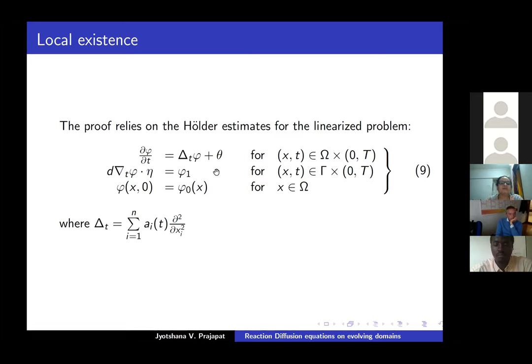About local existence, the proof of local existence relies on Hölder estimates for the linearized problem. Since our operator has changed, we have to look at the linearized problem corresponding to this particular operator over here. Here I have written Δ_t is equal to a_it ∂²/∂x_i². In our particular case, a_it is 1 upon λ_it whole square. But one can see that the proof works in general for these kinds of operators with suitable conditions of boundedness. That's what I would like to mention.